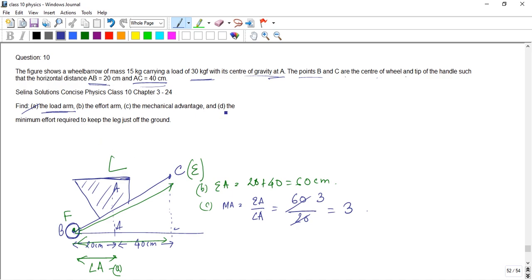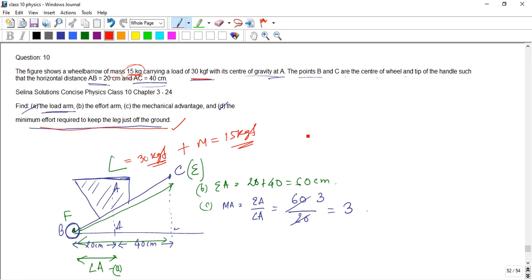Number D is the minimum effort required to keep the leg just off the ground. That is a very easy one, find the effort. So here the wheelbarrow of mass 15 kg is carrying a load of 30 kgf. So the load is 30 kgf and the mass of the wheelbarrow is 15 kgf.